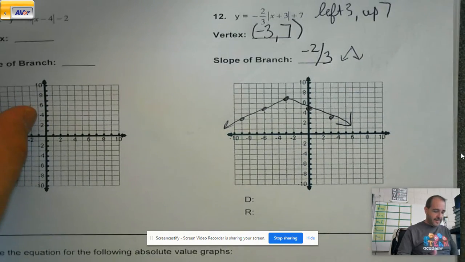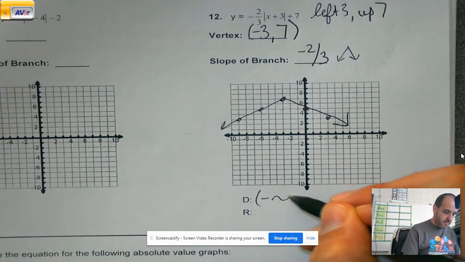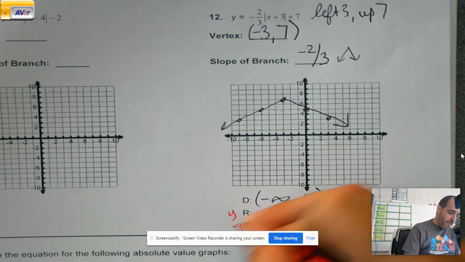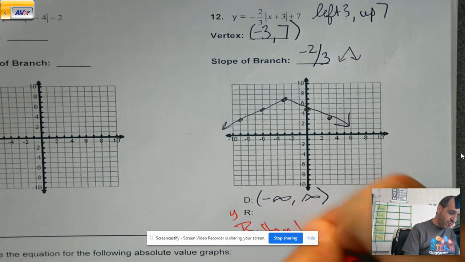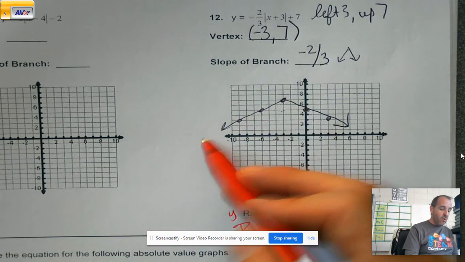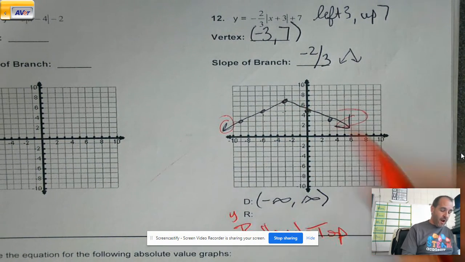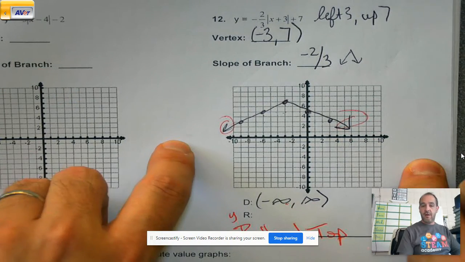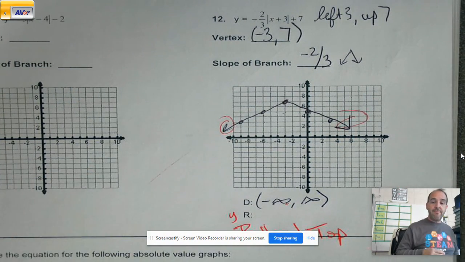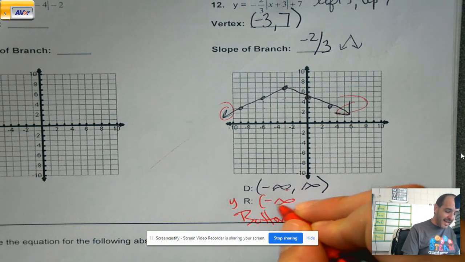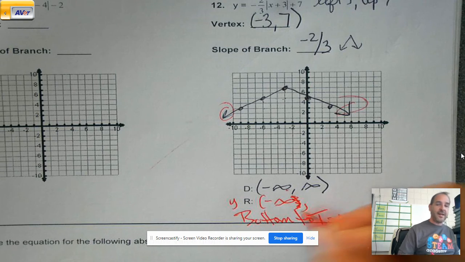Now let's lock this in. Domain, you know it. Okay, range, be careful. Reminder, bottom to top. We're not starting with the number this time. Why? The arrows are going down forever. That doesn't make a difference on domain because it's left and right. Okay? Range, it matters because my bottom is negative infinity. We're going down forever.